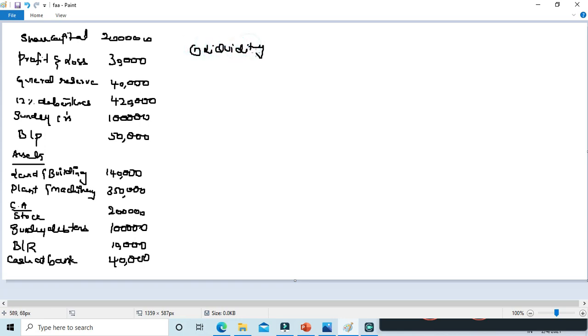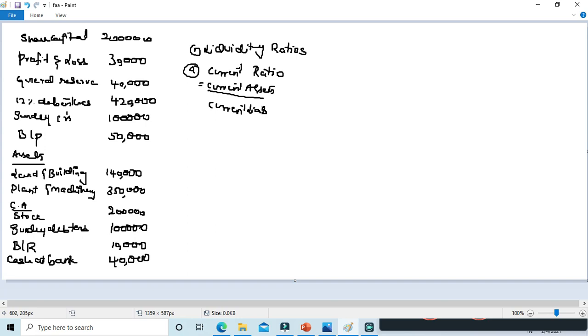2 lakh plus 1 lakh plus 10,000 plus 40,000. If you add them all, how much will it be? 3 lakh 50,000. Okay, this is the numerator.